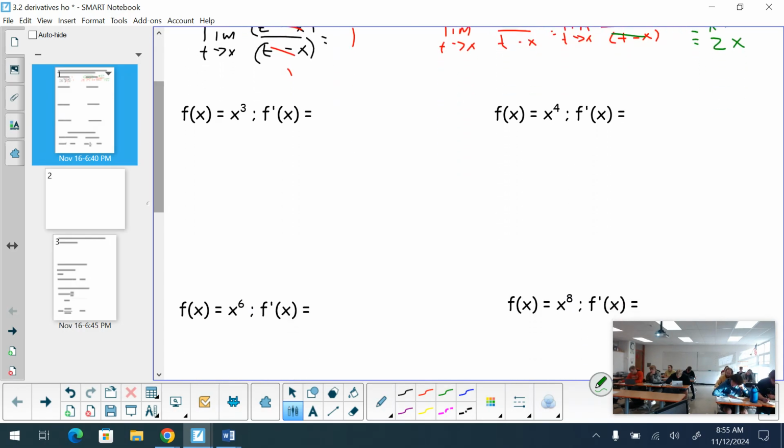If we go down to the next one, x cubed, now this taxes us even more. We have the limit as t is approaching x of t cubed minus x cubed over t minus x. Now we have to remember how to factor the difference of perfect cubes, which is once again a challenge to our algebraic skills. Anybody remember the factoring of the difference of perfect cubes?